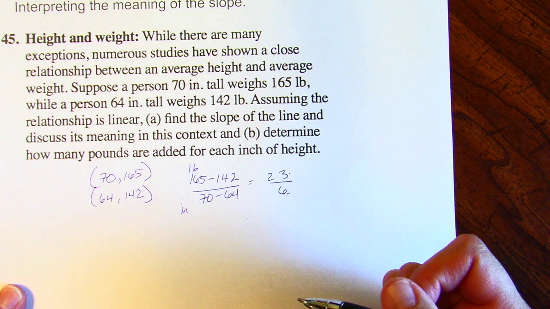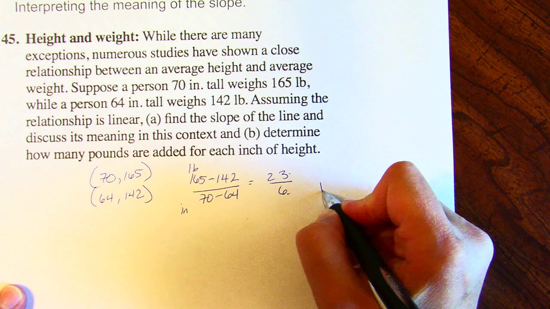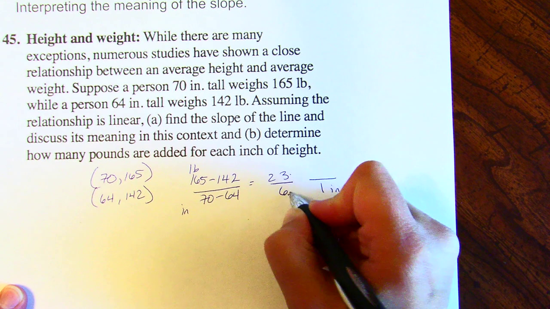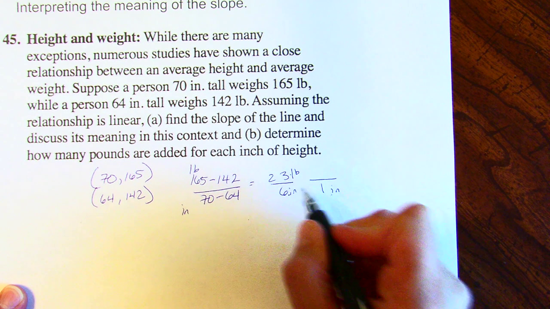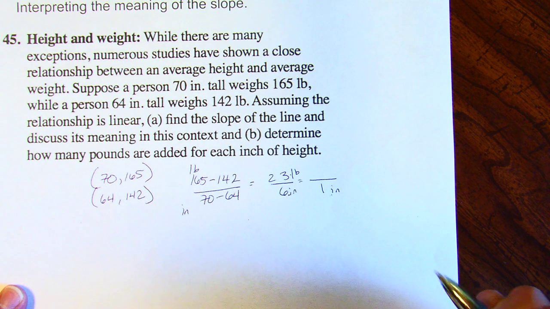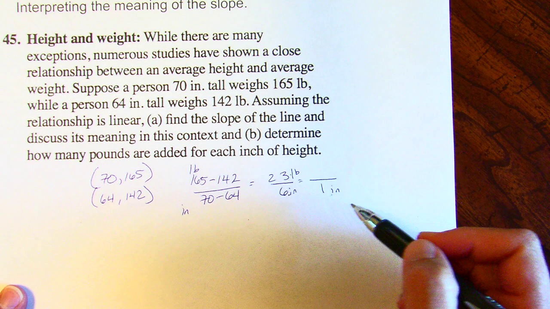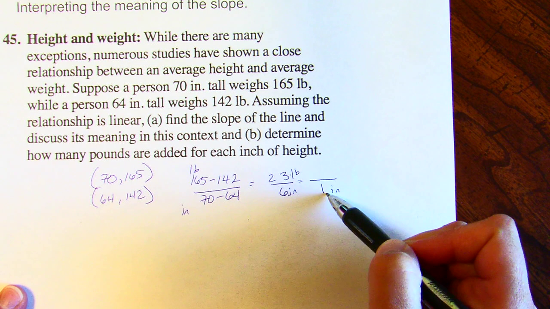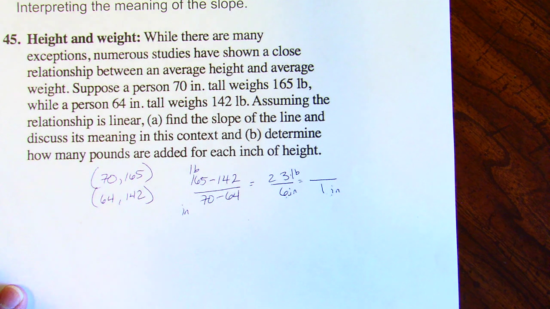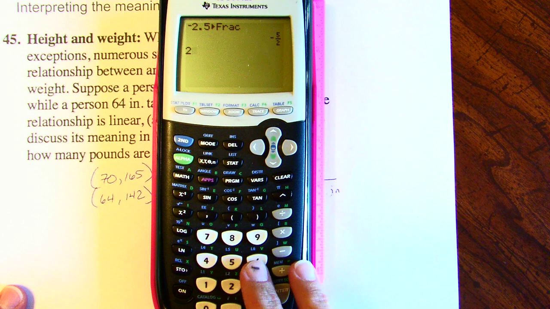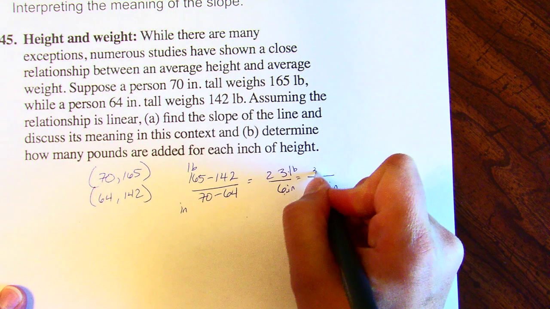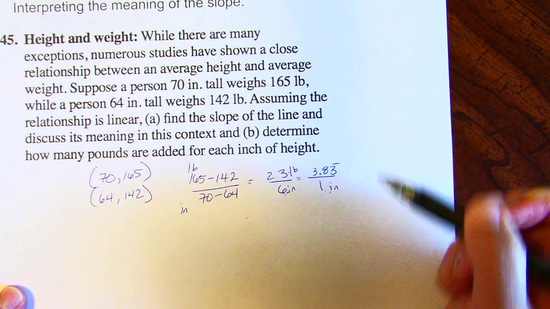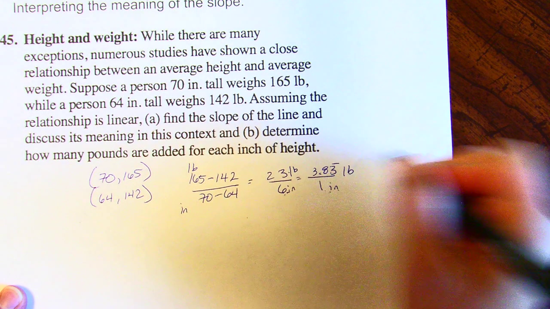Part B then says, how many pounds are added for each inch of the height? They want to know, when you have 1 inch, okay, remember that's inches, that's pounds. If this is 1 inch, how many pounds should that person gain? And you could do what we call cross multiplying here. It's just ratios. So what's 23 times 1 divided by 6? Oh, look, just divide 23 by 6 in your calculator. So easy. Here we go. 3.83 repeating. So what does this mean in the context? It means that for every 1 inch, you should gain 3.83 pounds.